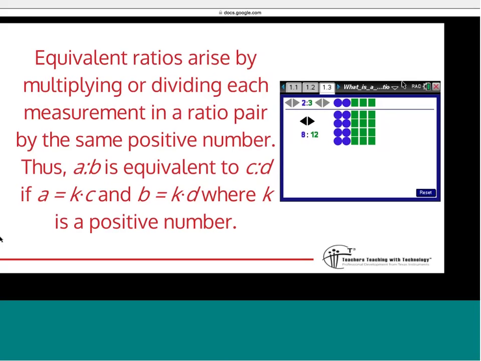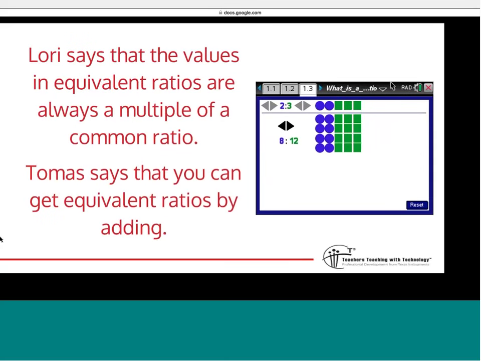So let's consider the following situation. Say two of your students explained their thinking about equivalent ratios in these ways. Say that Lori says that the values in equivalent ratios are always a multiple of a common ratio, and Tomas believes that you can get equivalent ratios by adding. So consider those two potential student lines of thinking. My question to you is, how could this TNS file be used to illustrate whether Lori or Tomas, or both maybe, are correct in their thinking?